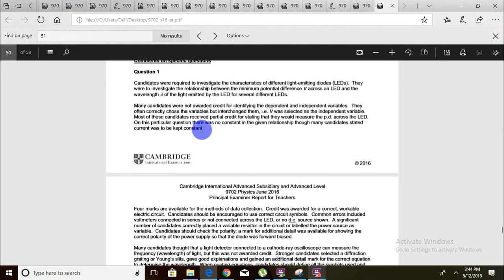Candidates were required to investigate the characteristics of different LEDs, and they were to investigate the relationship between the minimum PD across an LED and the wavelength emitted for several different LEDs. Many candidates were not awarded credit for identifying. They often correctly chose the variables but interchanged them. That is, V was selected as the independent variable, and most of these candidates received partial credit for stating that they would measure the PD across the LED. On this particular question, there was no constant in the given relationship, though many candidates stated current was to be kept constant.